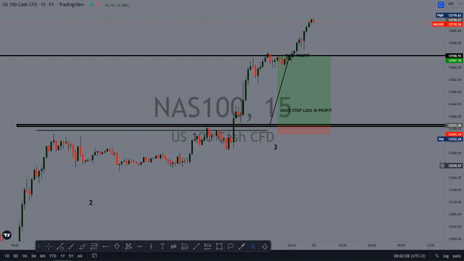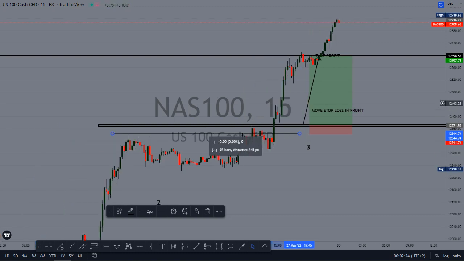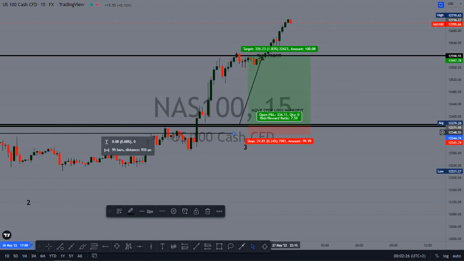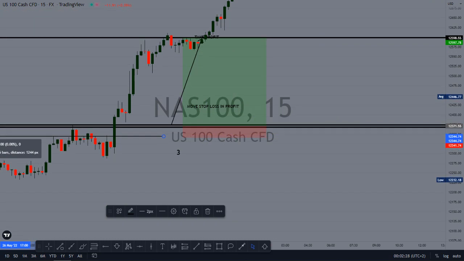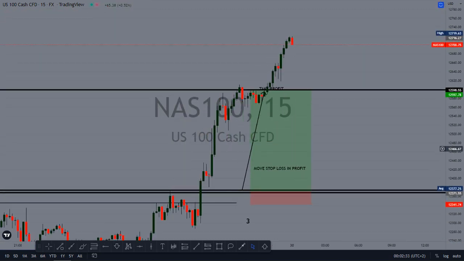Let me put it this way. This was the previous high, and we can see we broke the previous high, and this was also a breakout confirmation that there was momentum to the upside, and this was my target. Yeah, this was my target. So I took this trade.